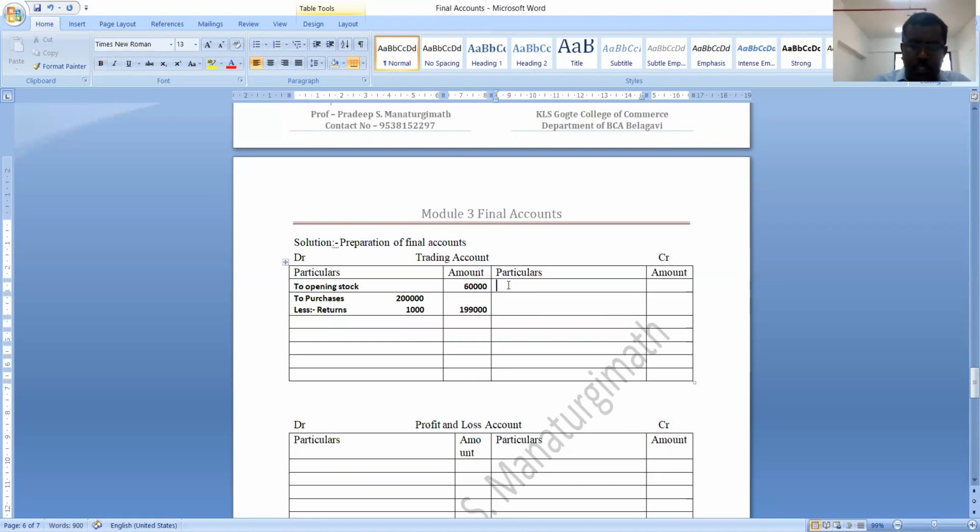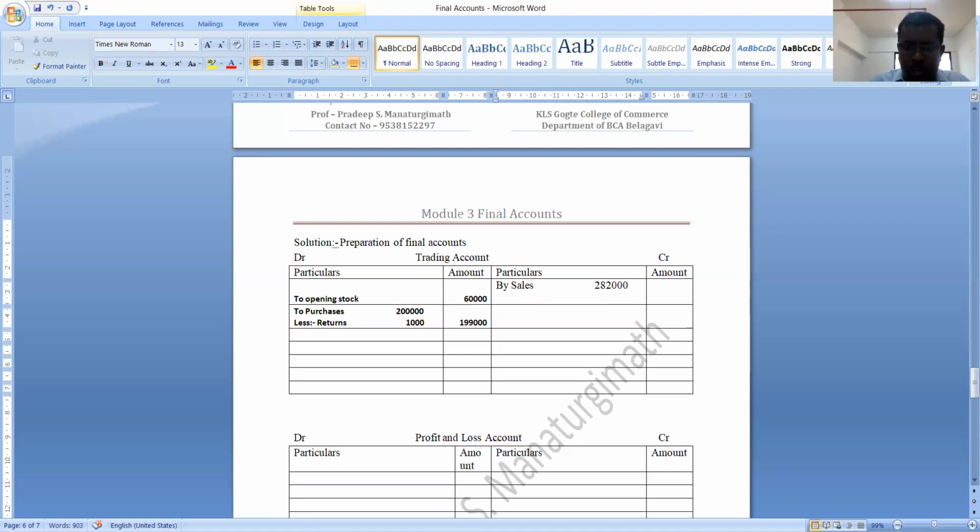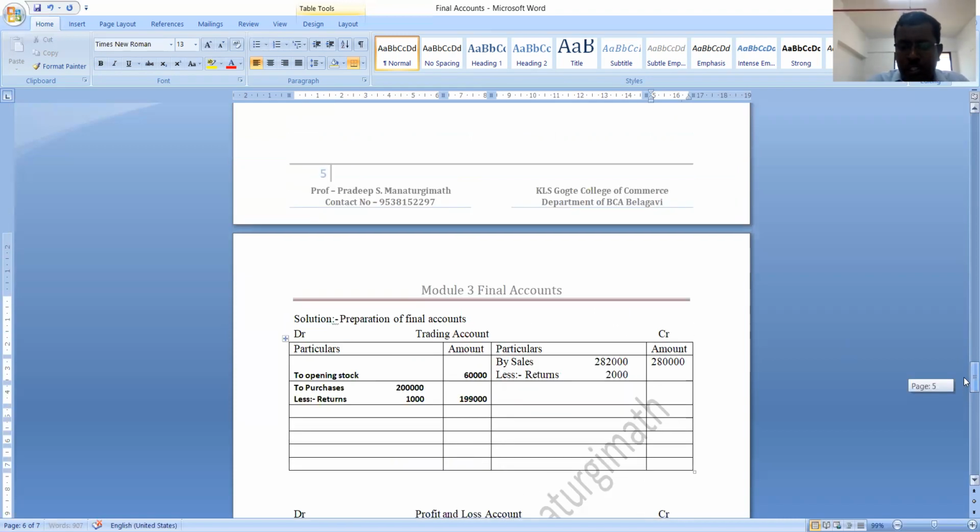Now they are given purchases and sales. So let us record sales on the credit side. Sales or income appears on the credit side of trading account. By sales, what is the amount of sales? Amount of sales is rupees 2,82,000. And at the same time, here they are given returns, no? So less returns. How much is the sales returns? It is rupees 2,000. So 2 lakh 82,000 minus 2,000 is how much? It is rupees 2 lakh 80,000. Understood? Okay. So we recorded both purchases and sales.